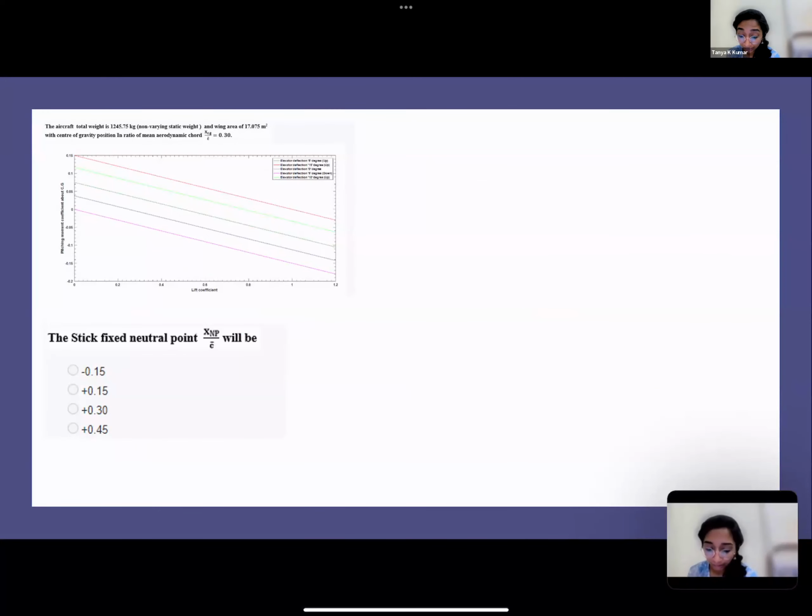How do you find the stick fixed neutral point? Again, stick fixed, stick free, I don't think we've dealt with as of now. So let's just call it neutral point. How do you find out X bar NP? That is the question. Look at the question carefully. Look at the graph given to you. How do you find out stick fixed neutral point, X bar NP? This graph is CM versus CL. How do you find it?